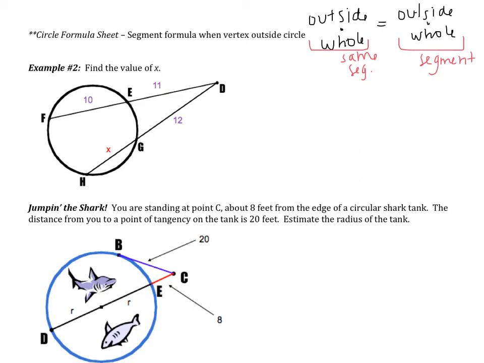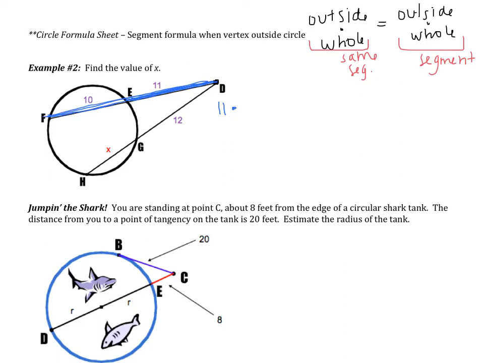Again, very vague formula, so let's just illustrate it. Looking at example 2, it says find the value of x. Well, our vertex is outside the circle, D. So I need to look at one segment at a time. I'm going to start by looking at segment FD. Okay, so it says outside, that's this part, the external secant part. So it's going to be 11 multiplied by the entire segment. So that's all of FD.